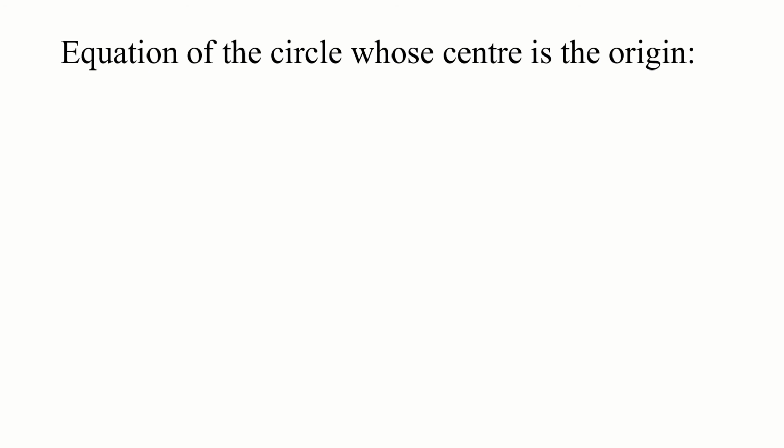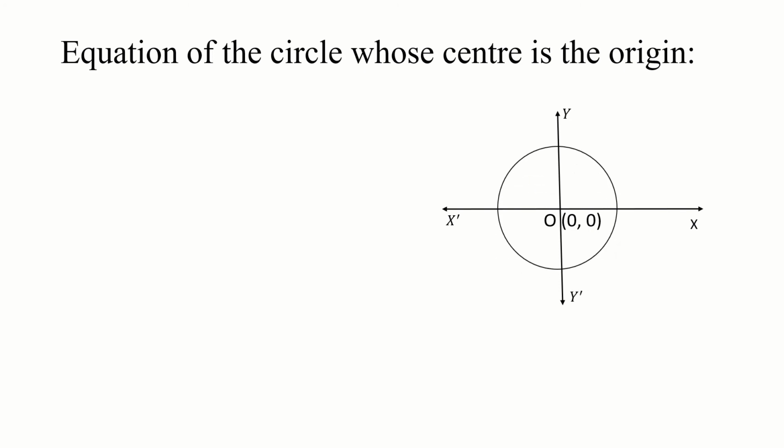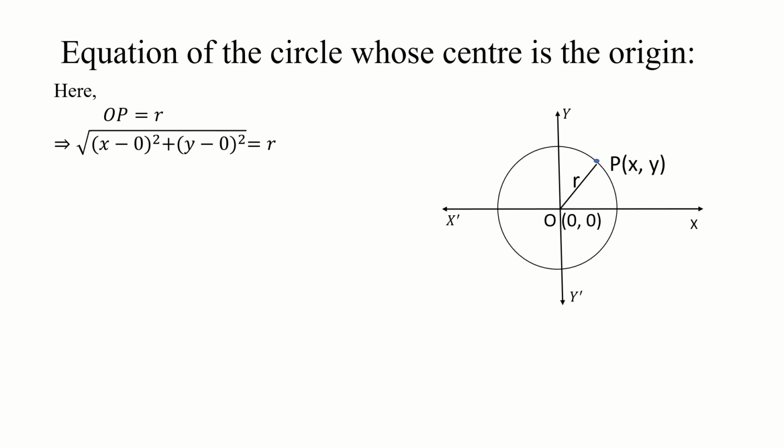Now, equation of the circle whose center is the origin. Follow the figure. X prime, X axis, Y prime, Y axis, and this is a circle. Take a point on it, name P(x, y). Now join OP and denote it by r. Here OP is equal to r, but OP is equal to square root of (x minus 0) whole square plus (y minus 0) whole square, using the distance formula, that is the distance between two points.